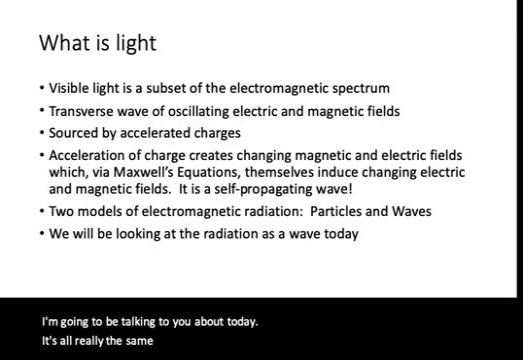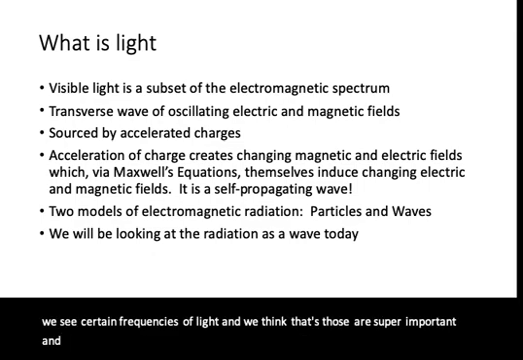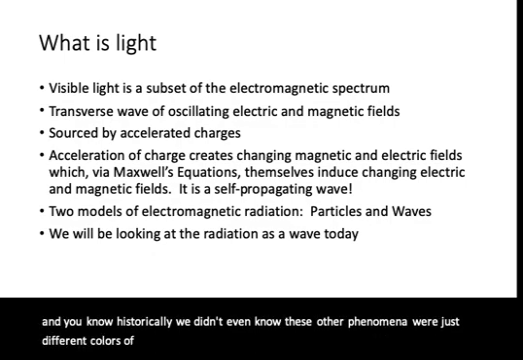It's just, of course, we have our own biases, right? Because we see certain frequencies of light, and we think those are super important. And historically, we didn't even know these other phenomena were just different colors of light, basically. So what is it made out of?